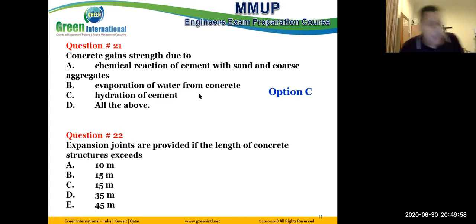Check any building on your site. If this building has, for example, a length of 35 meters, whatever the height, I don't care about the height of the building. I'm talking about the length of the building. To check the length of the building, you will find the expansion joint in the middle of the building. Check. The answer is E.